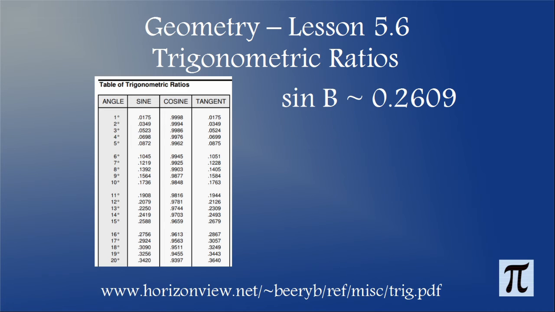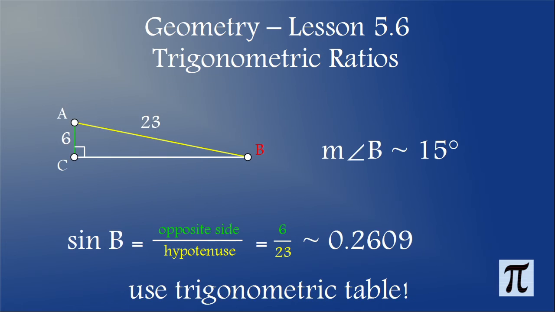So we know the sine of B of that triangle was around 0.2609. So let's look in this column labeled sine. So down here, we see 0.2588. That's pretty close to 0.2609. So we know that B is a 15-degree angle, or thereabouts. So we solved the answer. The measurement of angle B is approximately 15 degrees, thanks to the trigonometric table.